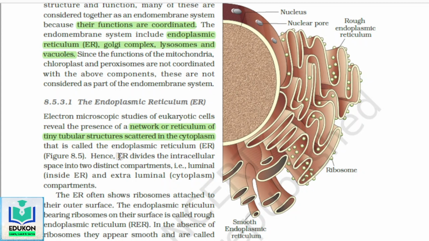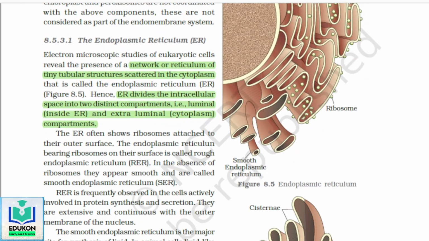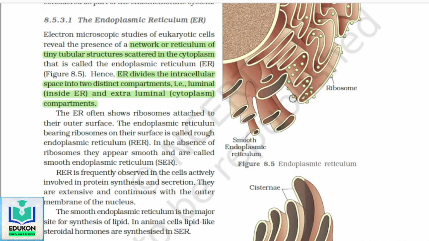The endoplasmic reticulum divides the intracellular space into two distinctive compartments. One is the extraluminal space, which is called the cytoplasm. The other is inside the endoplasmic reticulum, which is called the luminal space. Sometimes the endoplasmic reticulum shows ribosomes attached to its outer surface. If ribosomes are present on its surface, it is called rough endoplasmic reticulum.